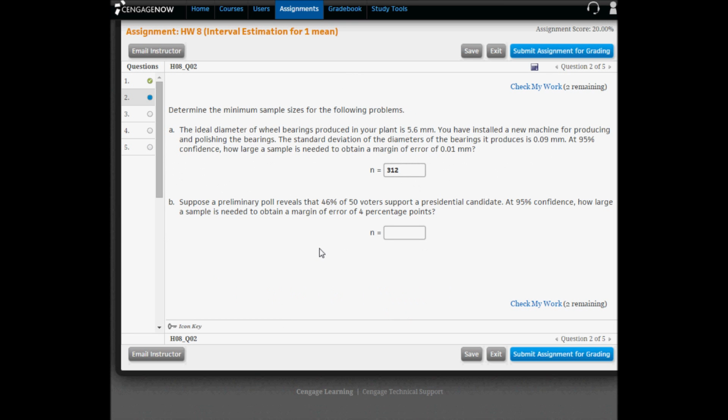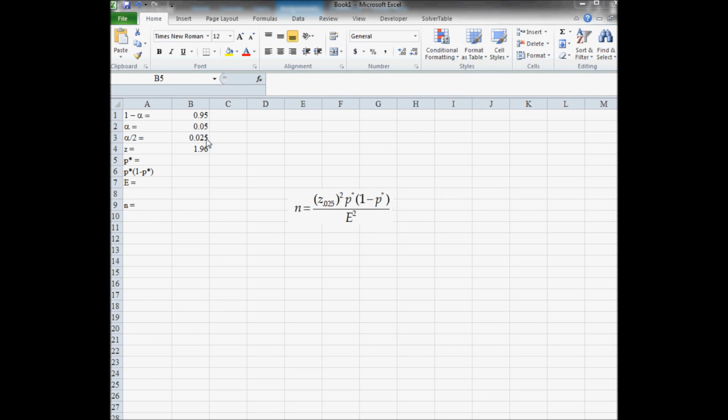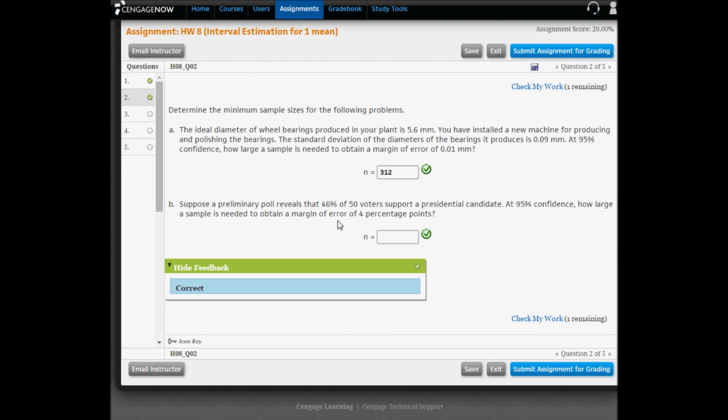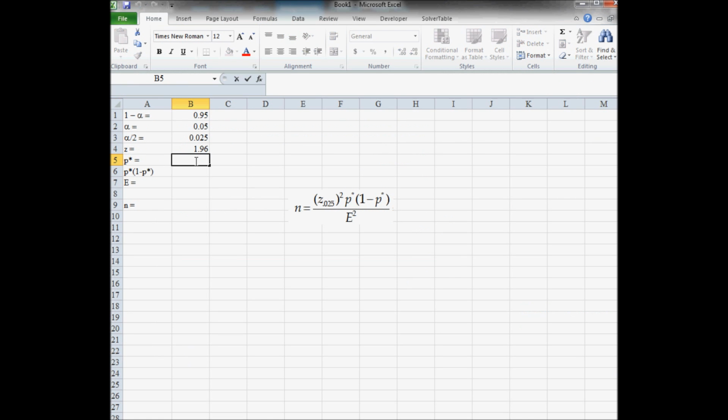In the proportions problem, the confidence level is 0.95, the alpha level is 0.05, alpha divided by 2 is 0.025, and the z-value is 1.96. That is identical to what we had before in part A. The preliminary proportion is 0.46, and the desired margin of error is 4 percentage points. We enter them into the Excel spreadsheet. So 4 percentage points is the desired margin of error, and the preliminary proportion is 0.46.